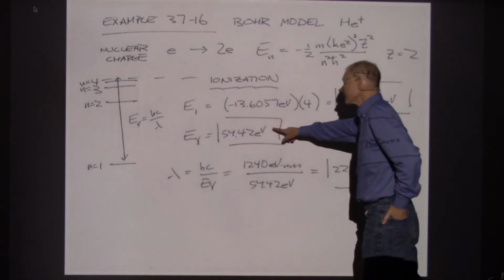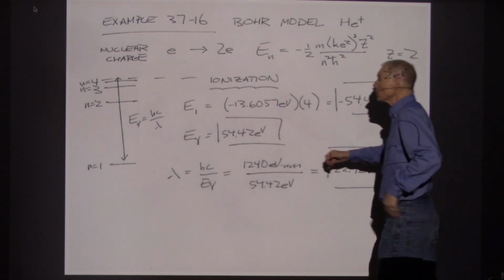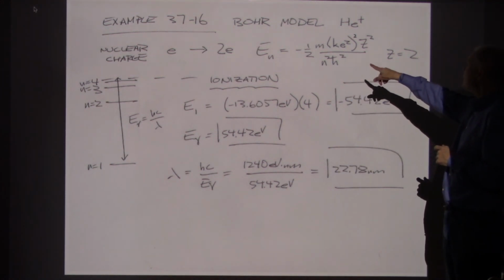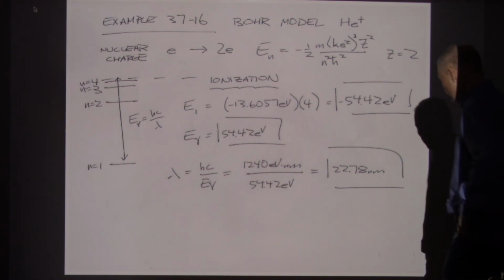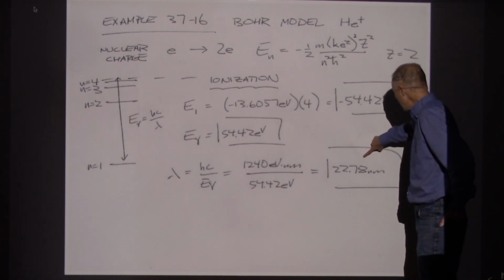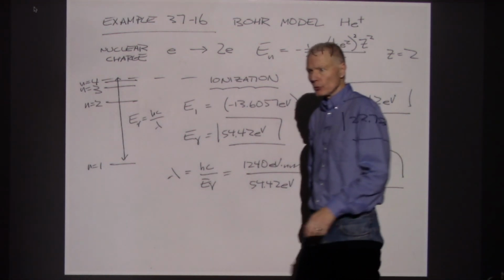And so we can take the 54.4 eV, that's it. So a photon coming in to remove that remaining electron in helium plus would need to have an energy of 54.4. That's a pretty high energy photon. That's quite a ways into the UV. And the wavelength of that would be 22.8 nanometers.